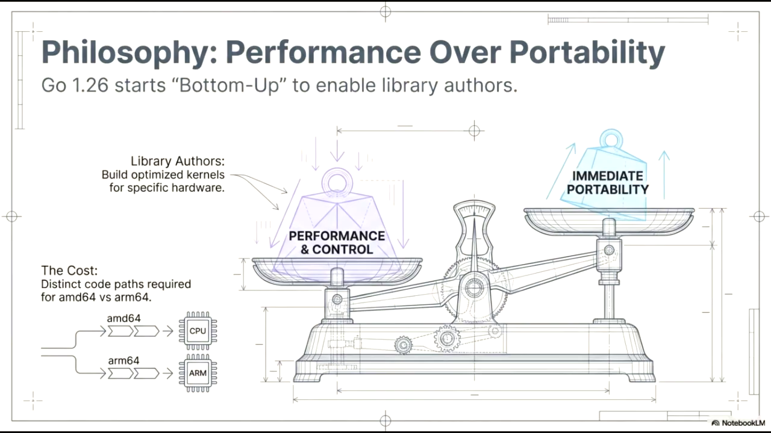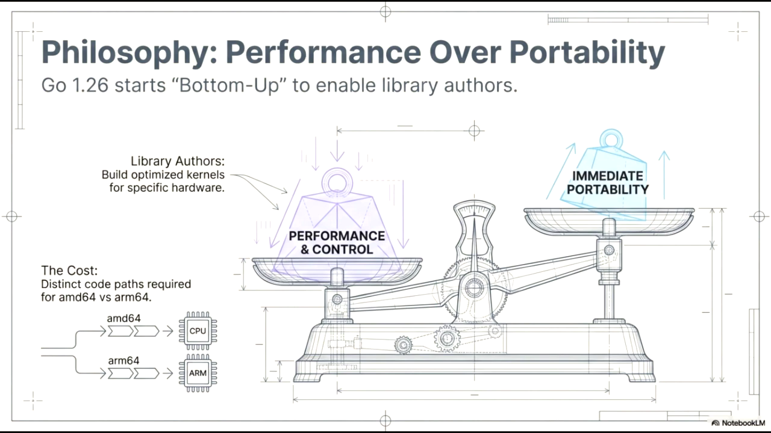The core philosophy driving Go 1.26 is a shift toward prioritizing performance over portability. By adopting a bottom-up approach, we are providing library authors with the tools they need to achieve maximum efficiency. As shown on the balance scale, the emphasis is placed on performance and control, allowing for the creation of optimized kernels tailored specifically for target hardware.